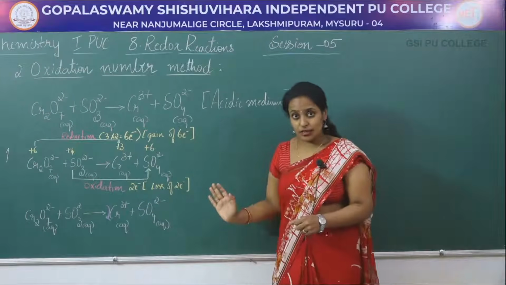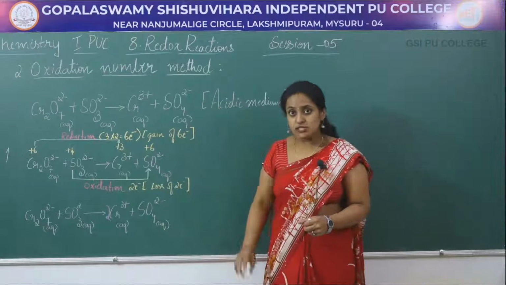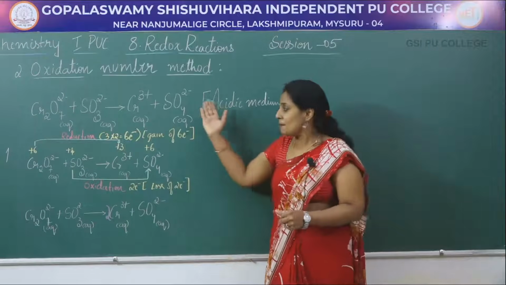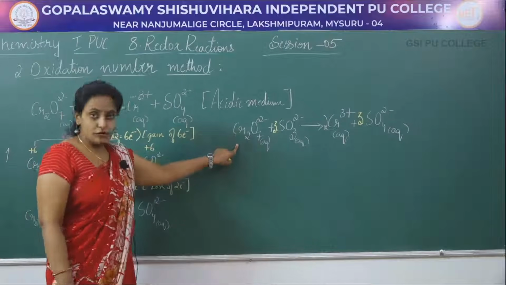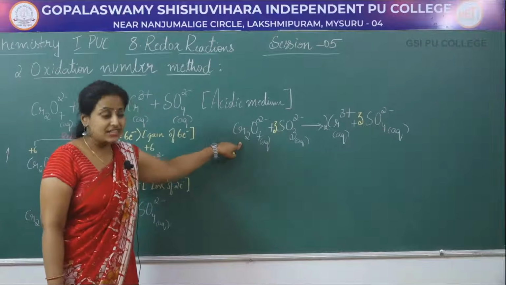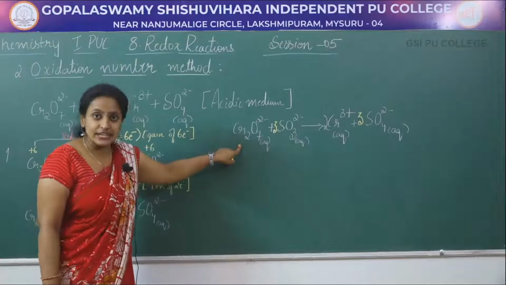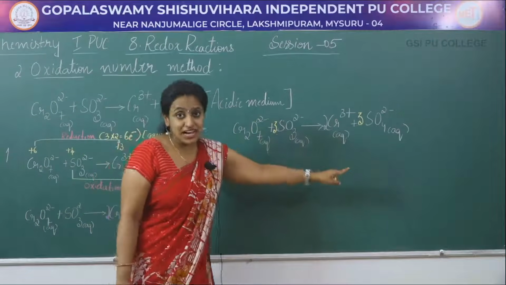Therefore, multiply the sulfur containing compounds by 3 in order to balance the number of electrons. So this will be your balanced redox reaction after balancing the number of atoms other than hydrogen and oxygen and balancing the number of charges.